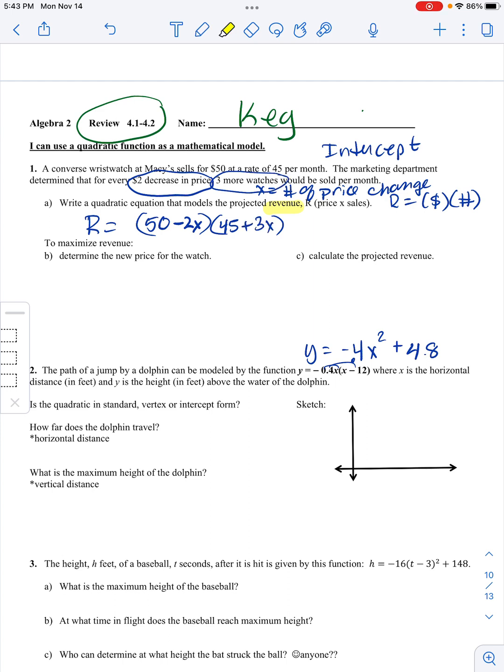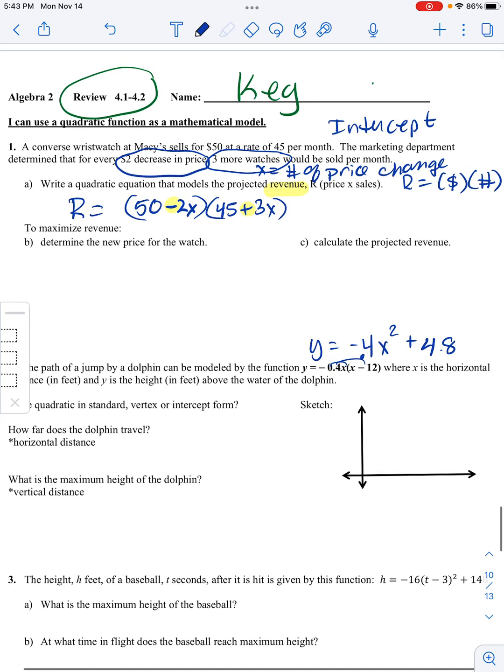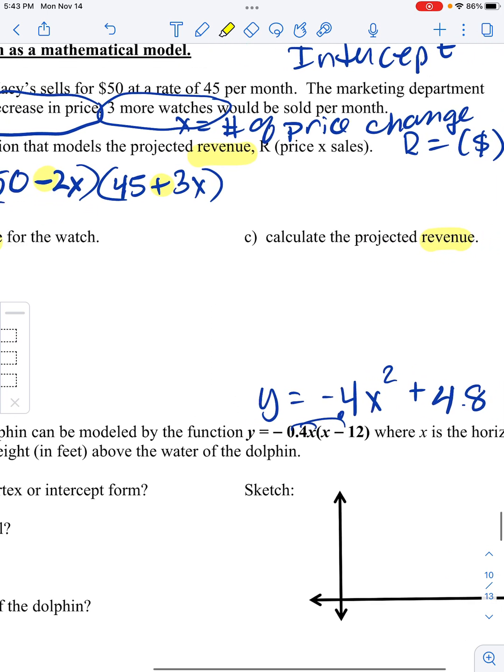In these problems, these will always be opposite. One's going to be plus and one's going to be minus. Because if you increase the price, fewer people buy them. If you decrease the price, more people buy them. So, okay, now I have to figure out the new price and the revenue, it looks like. But in order to do any of that, I have to figure out how many changes I need.